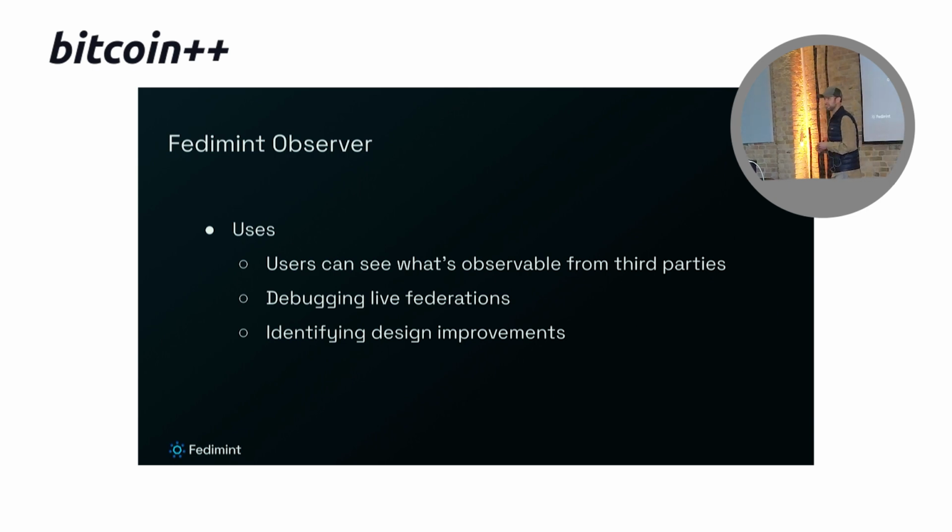It's also proven invaluable for the dev team. We've found a few bugs, and it's really nice to be able to take a look and see which federations, if any, are impacted by these bugs, and then plan a fix accordingly. And then it also helps us identify design improvements. One of the design improvements we've identified is we don't have the best coin selection algorithm, so we will be updating that in a new version of the wallet.